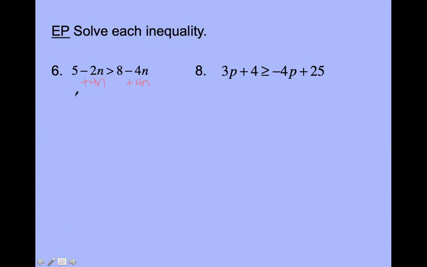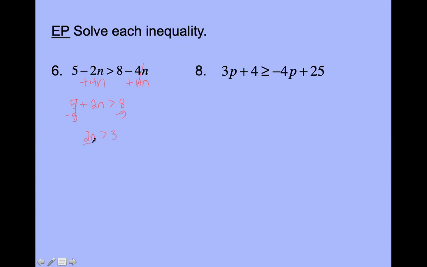Then I'm going to simplify and bring down my 5. Negative 2n plus 4n is a positive 2n. And I get greater than, I bring down my 8, and my 4n's have canceled. All right, so there's my 2n, so I'm going to leave that for now, and I'm going to get these constants together. So since it's positive 5 on the left, to move it to the other side of the inequality, I subtract. I bring down my 2n is greater than 8 minus 5 is 3.